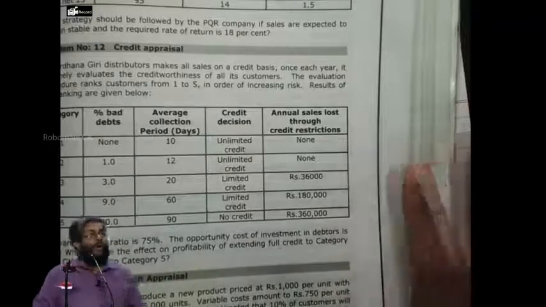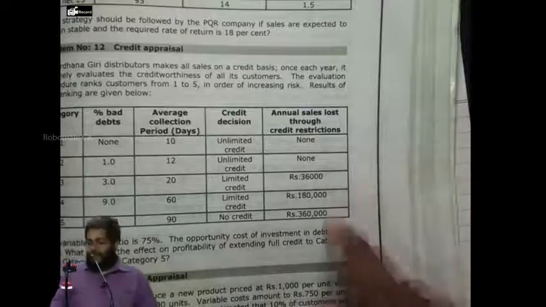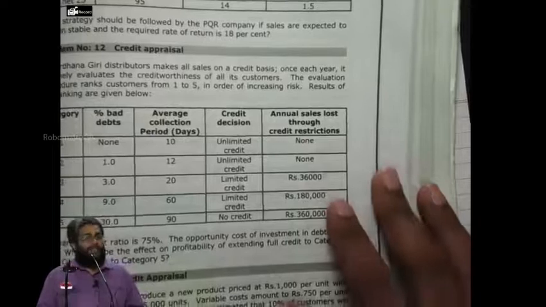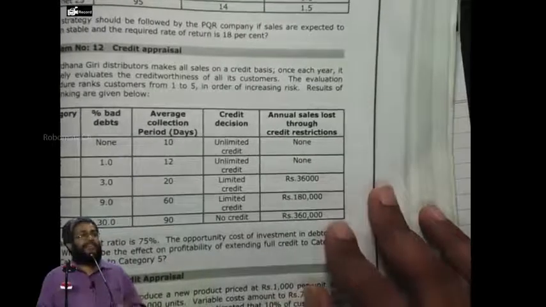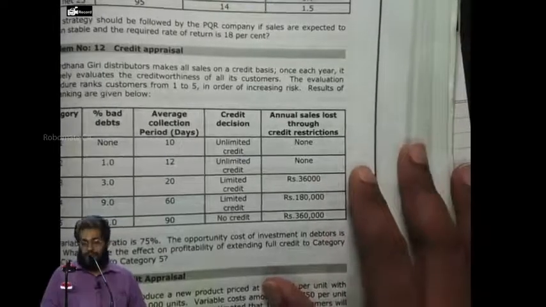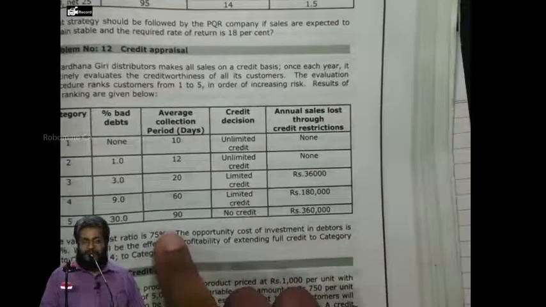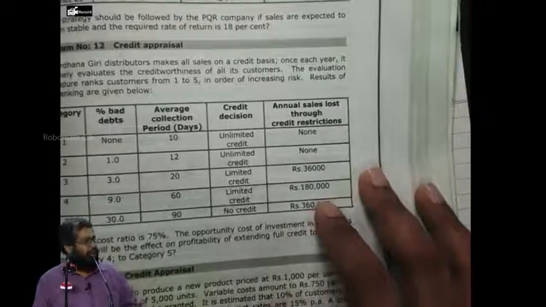Tell me, what is the benefit of giving unlimited credit to the remaining 3 categories? The sales loss will not be lost. What I lose in sales due to limited credit will not be lost. That means these become extra sales for me, yes or no? Extra sales give me extra contribution. Add the sales and multiply by the 25% PV ratio, and that gives me the benefit of giving unlimited credit to the 3 categories, right?